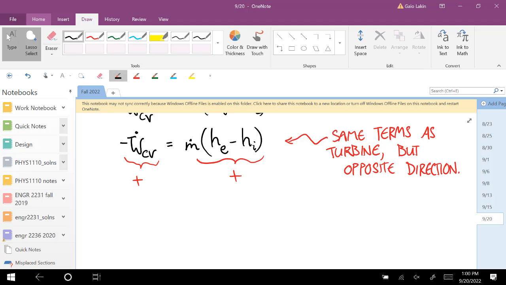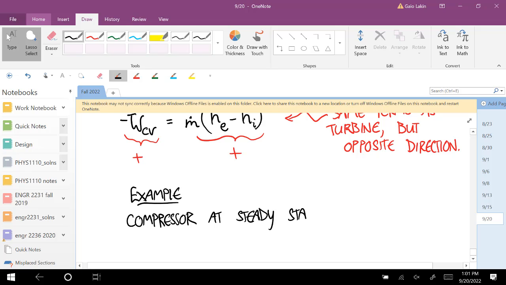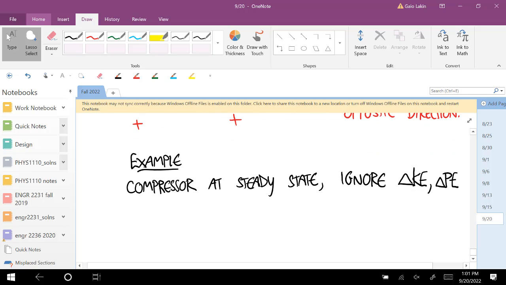Okay, so let me do an example with a compressor. Let's say we have a compressor at steady state, and we're going to ignore changes in kinetic energy and potential energy.